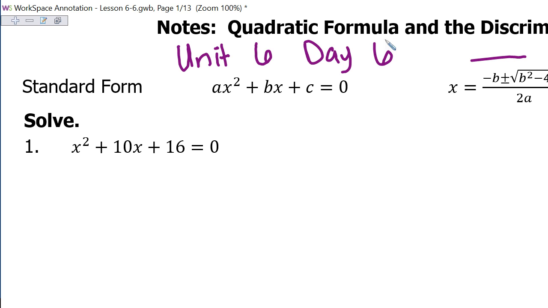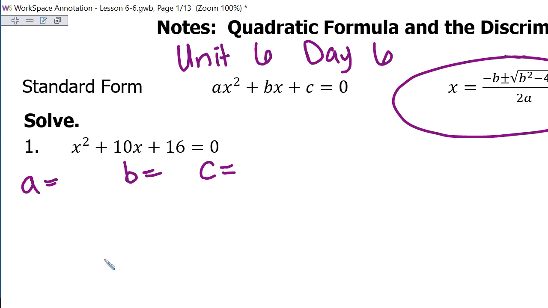Copy down problem number 1. Problem 1, we have x squared plus 10x plus 16 equals 0. Okay, the first thing we need to do is check to make sure our equation is in standard form. Is this equation in standard form? Yes, it equals 0. So since it's in standard form, we're going to write down the value for a, b, and c.